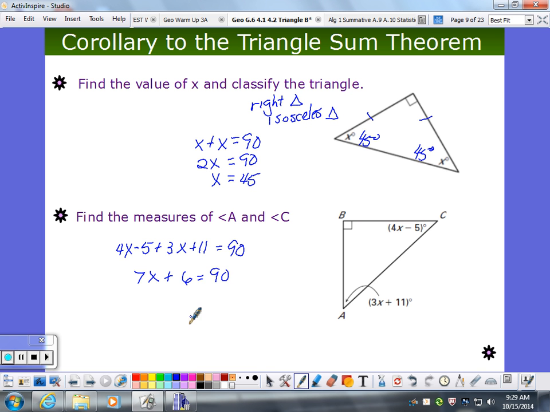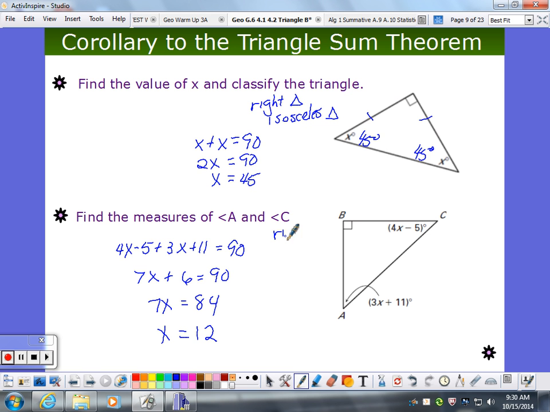And then I'm going to subtract 6 from both sides. 84. And then I'm going to divide both sides by 7. You should really check my work here. This is where I make my mistakes, doing these little simple additions and divisions and all those things. Did I do this right? Is x equal to 12? Yeah? Okay.